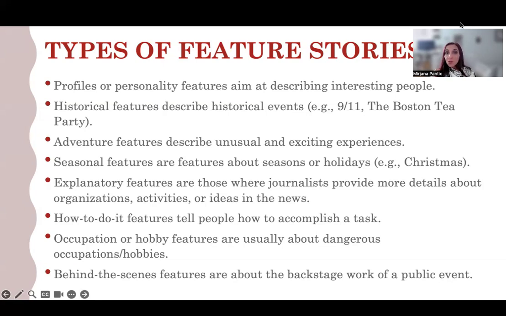Historical features are usually used to describe historical events such as the 4th of July, 9/11, or the Boston Tea Party. Adventure features describe unusual and exciting experiences that people engage in. There are also seasonal features, which are about seasons or holidays such as Christmas. Explanatory features are those where journalists provide more details about organizations, activities, or ideas in the news. It can be something related to think tanks, non-governmental organizations, different protests, and so on. How-to features tell people how to accomplish a task. Occupation or hobby features are usually about dangerous occupations or hobbies. And behind-the-scenes features are about the backstage work of a public event.